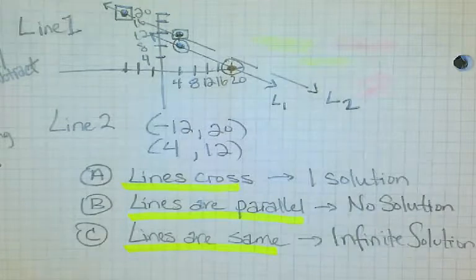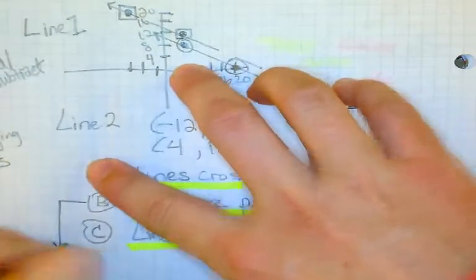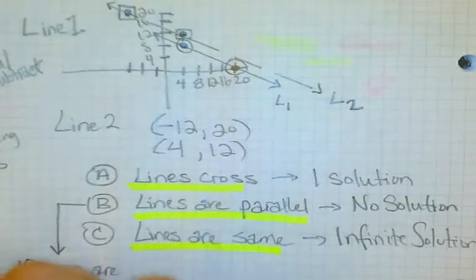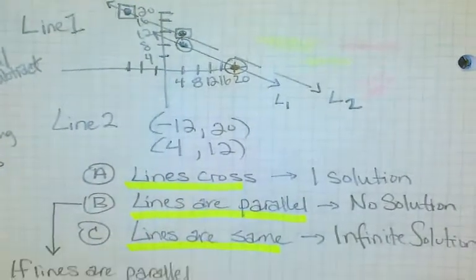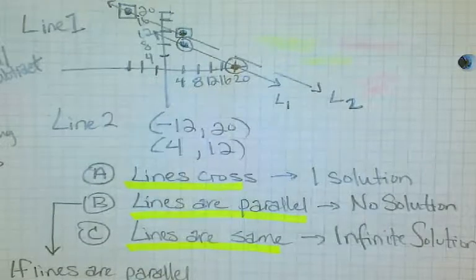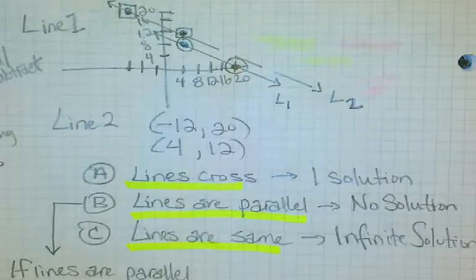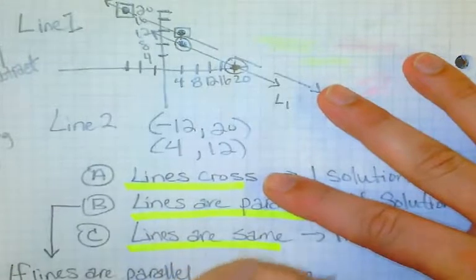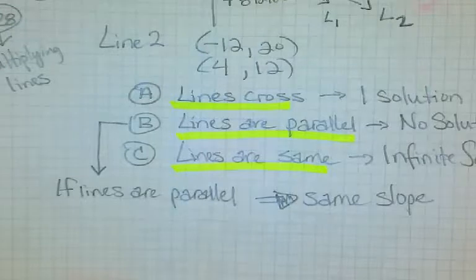Okay, so it's not A, it's definitely B, because these lines are parallel, they never cross. But here's my point. If lines are parallel, what's going to happen with the slope? They're the same slope. Good. If your lines are parallel, you have the same slope.